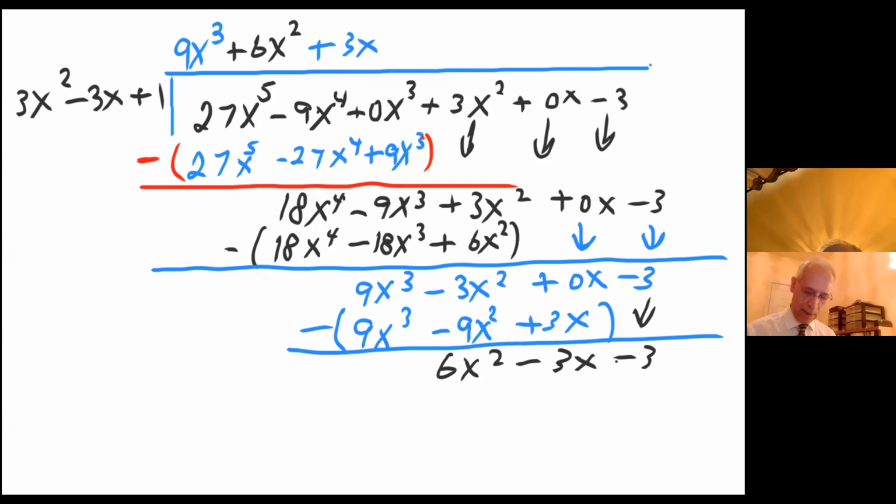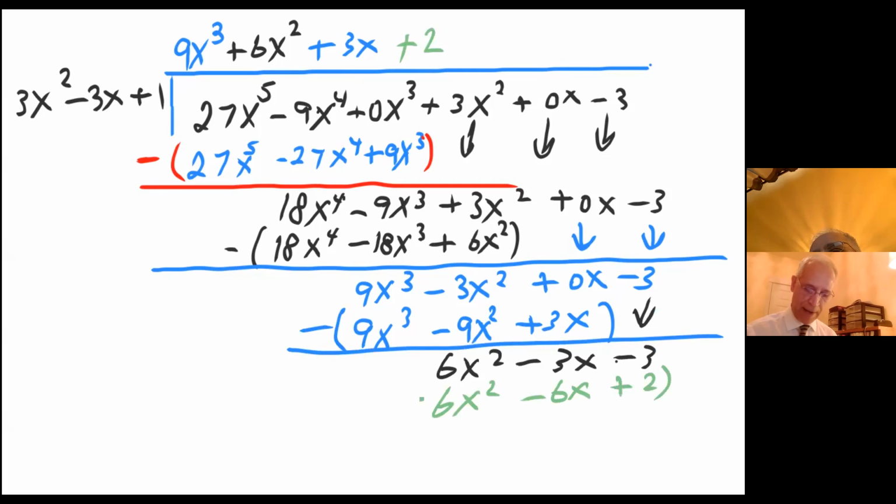And now what do I need? I'm going to go ahead and put a plus 2. 2 times 3x^2 is 6x^2. 2 times minus 3x is minus 6x. And 2 times positive 1 is plus 2.